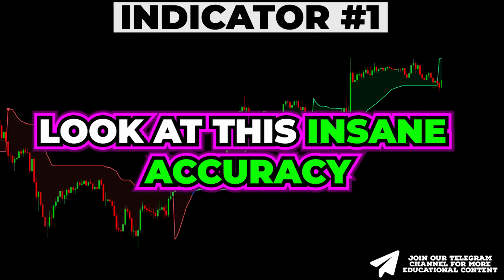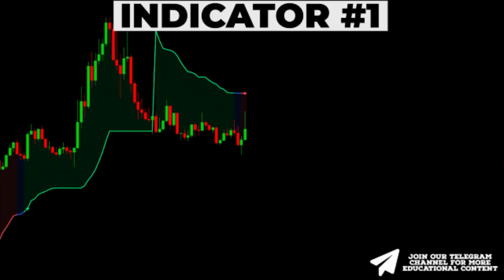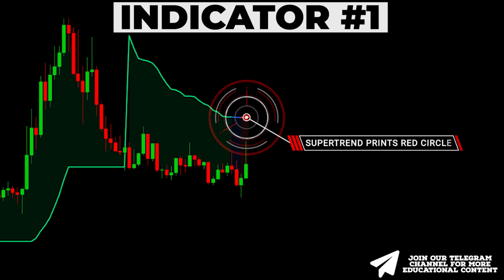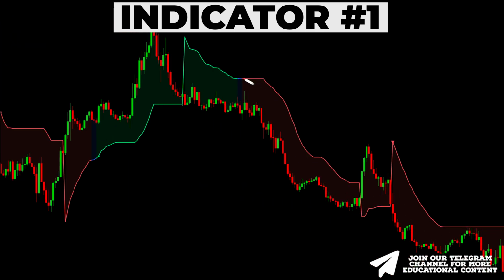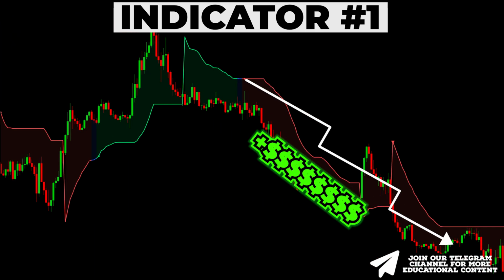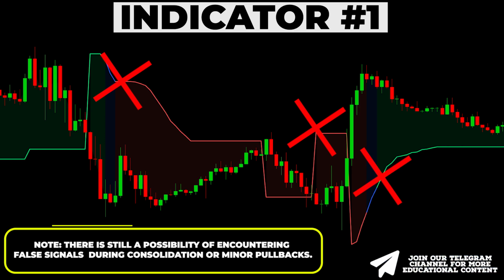And look at this insane accuracy. We made over 200 pips in a matter of hours. Alternatively, the appearance of a red point, along with red triangles, serves as a sell signal for us. Boom! The price demonstrated a substantial downward movement, resulting in significant profits for us. It's important to note that there is still a possibility of encountering false signals, as illustrated on the chart.